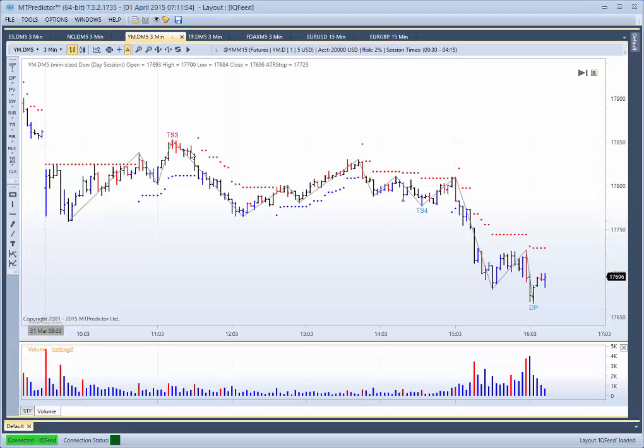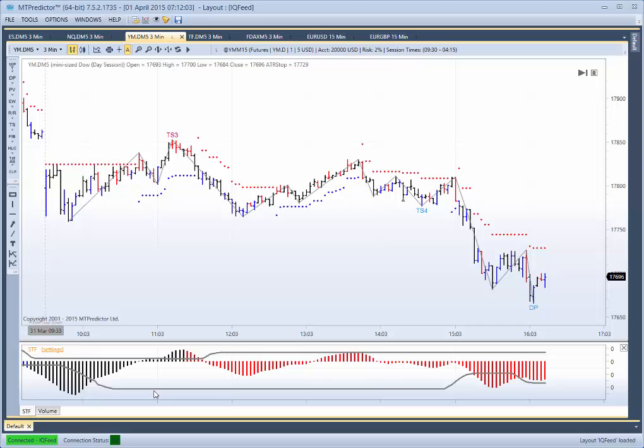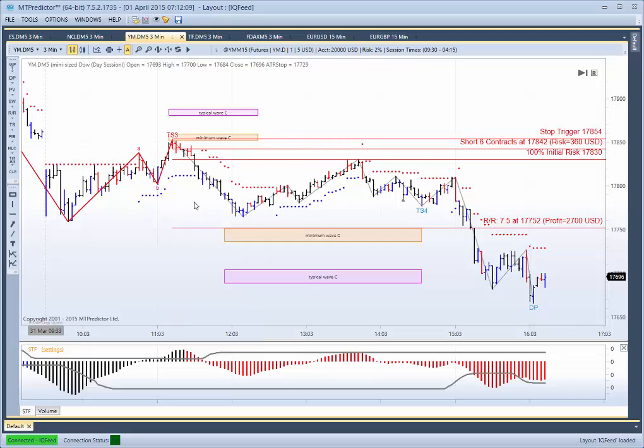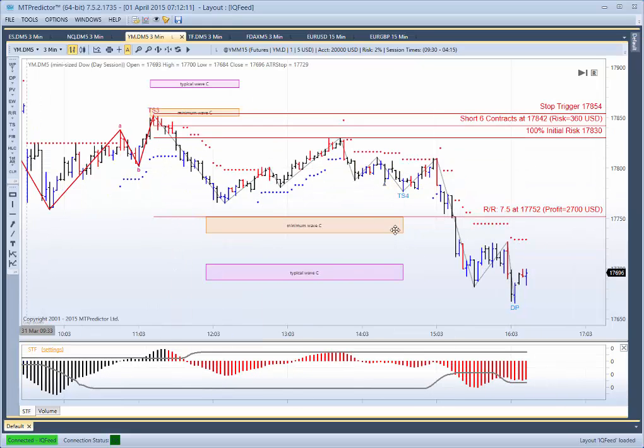We had a TS3 sell setup here that basically nailed the high of the day on the YM yesterday. I mean, what a great place to be selling. If we look at the STF, this was black stroke red, so it was a standard MTPredictor trade setup. If we place the analysis on, you can see the market came down to its first target here, where there was a profit of 7.5R.